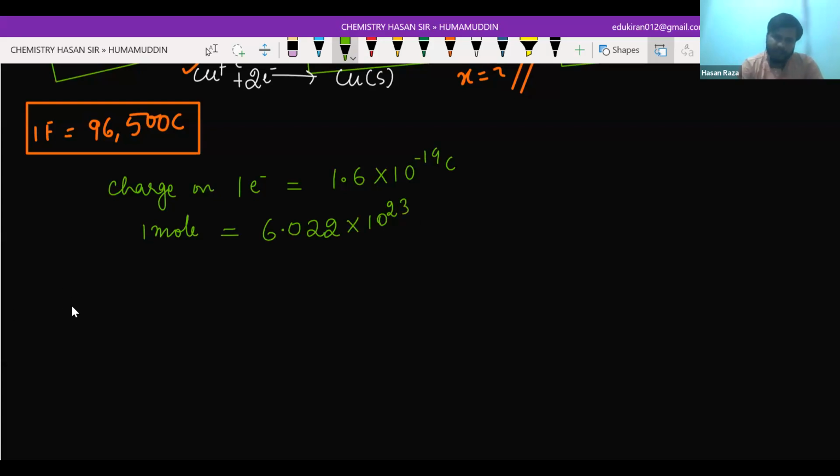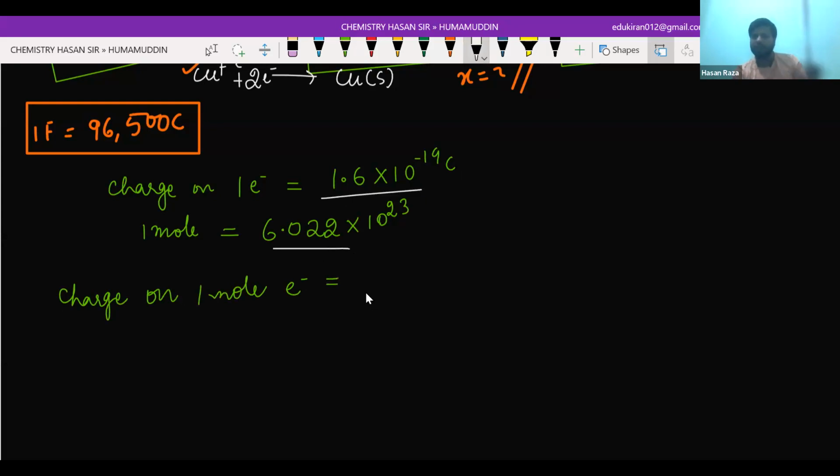Now, the charge on 1 mole of electrons. It's simple mathematics. 1 electron has this much charge, so this many electrons will have, you are going to multiply it. It's just like if you are getting 1 chocolate for 1 rupee, so 1000 chocolates you will buy for 1000 rupees. So if you multiply both, 1.6 into 10 raised to the power minus 19 by the number of electrons, you will be able to solve it.